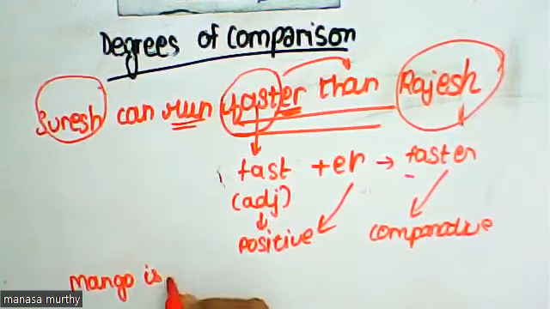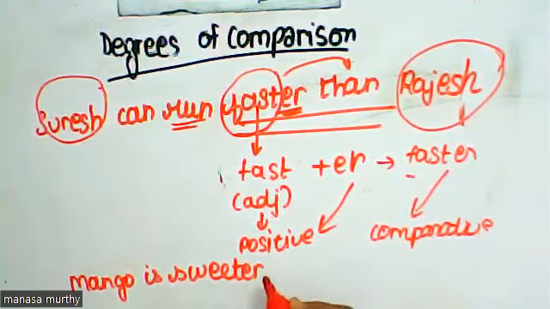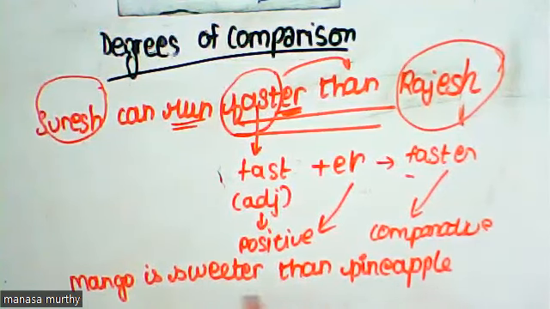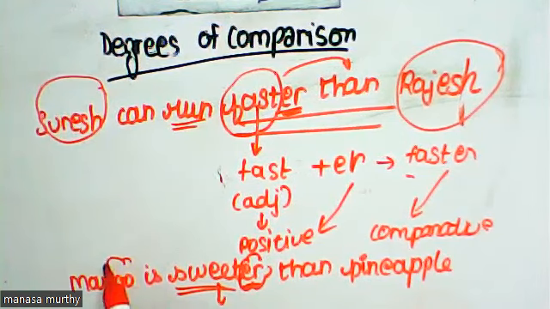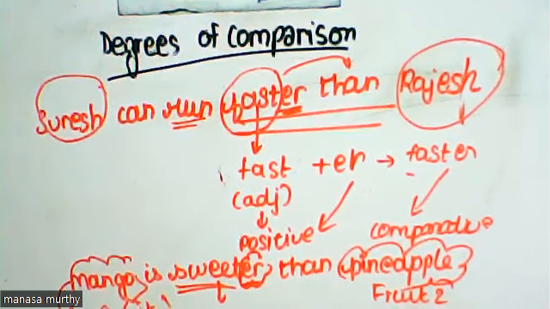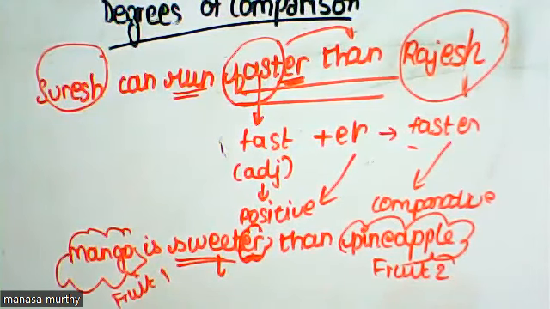Mango is sweeter than pineapple. The sweetness is higher in mango than in pineapple. Sweet is an adjective. So to this adjective I'm adding er. This itself lets me know I'm making a comparison between two. So what are the two things which are compared? They are two fruits. Both these foods are being compared, and I come to a conclusion that mango is sweeter than pineapple. So this conjunction than is used over here.